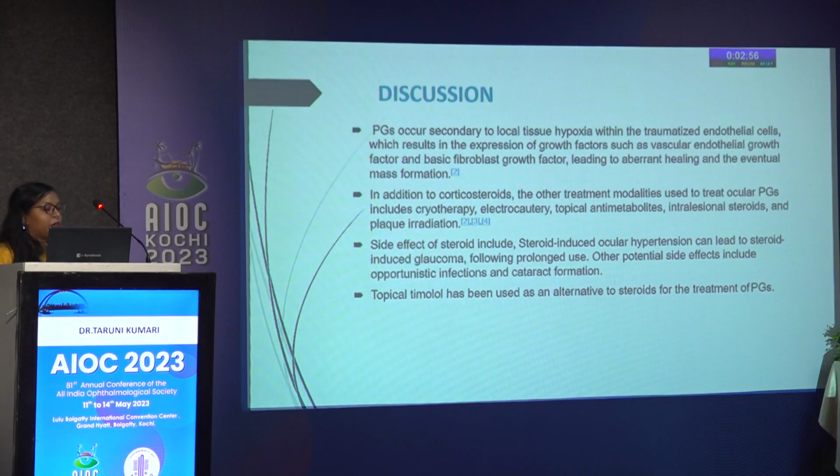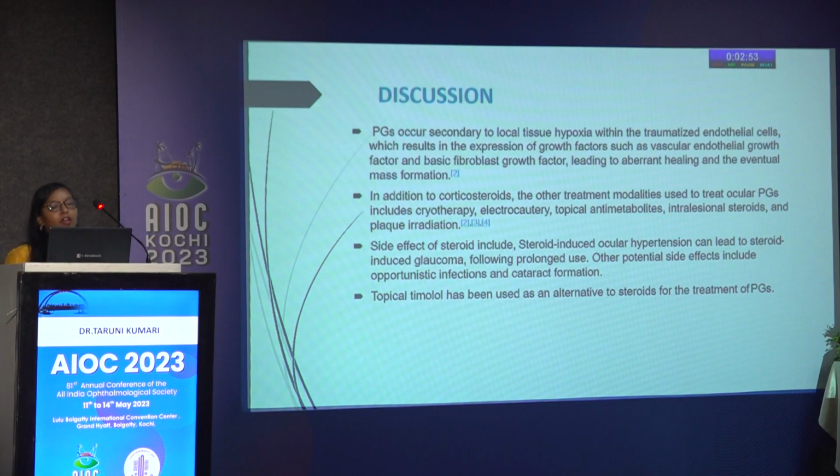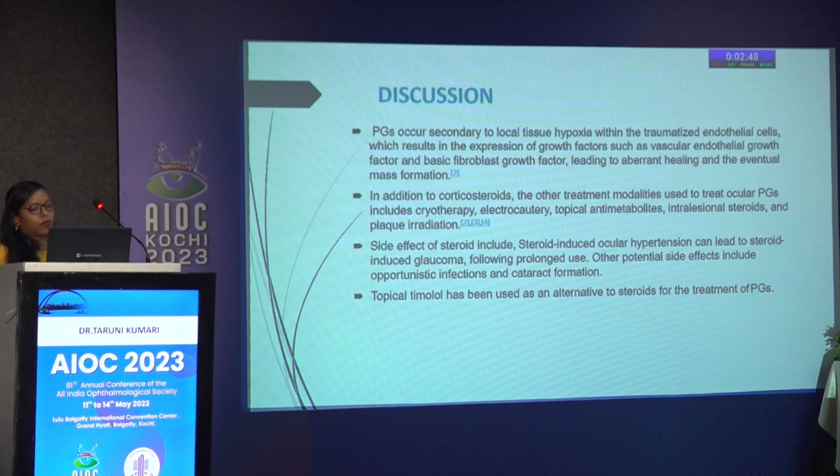Now, discussion. Pyogenic granuloma occurs secondary to local tissue hypoxia with traumatized endothelial cells, which results in expression of growth factors such as vascular endothelial growth factor and basic fibroblast growth factor, leading to aberrant healing and eventually mass formation. In addition to corticosteroid, other treatment modalities used in ocular pyogenic granuloma include cryotherapy, electrocautery, topical antimetabolite, intralesional steroid, and plaque irradiation. Side effects of steroid include steroid-induced ocular hypertension, which can lead to steroid-induced glaucoma following prolonged use. Other potential side effects include opportunistic infection and cataract formation.